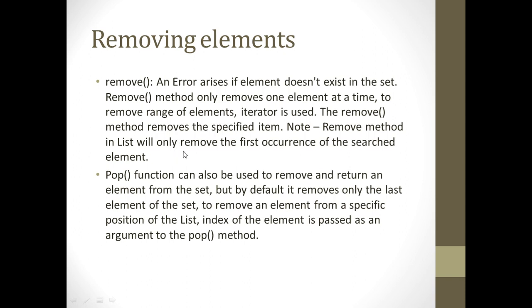If there are many occurrences of the same item, it will remove only the first occurrence. Pop can be used to remove and return an item from the list, but by default it removes only the last element. To remove an element from a specific position, that index has to be passed in the pop method.